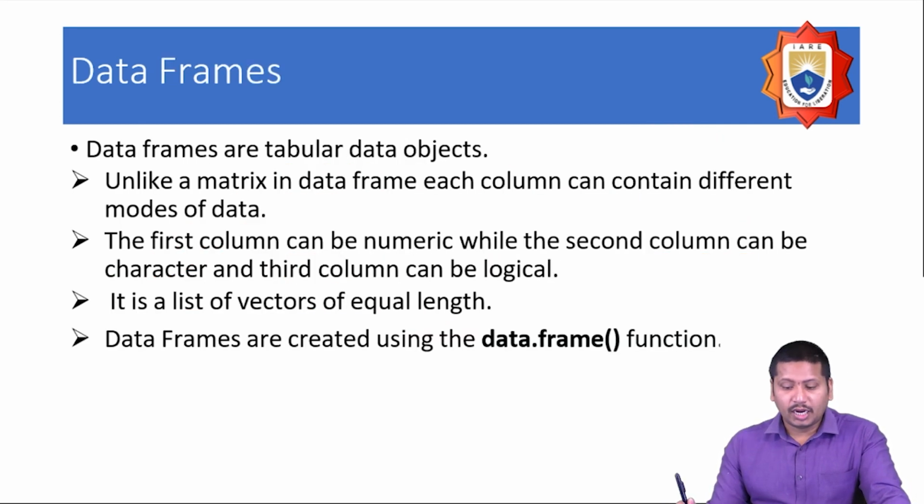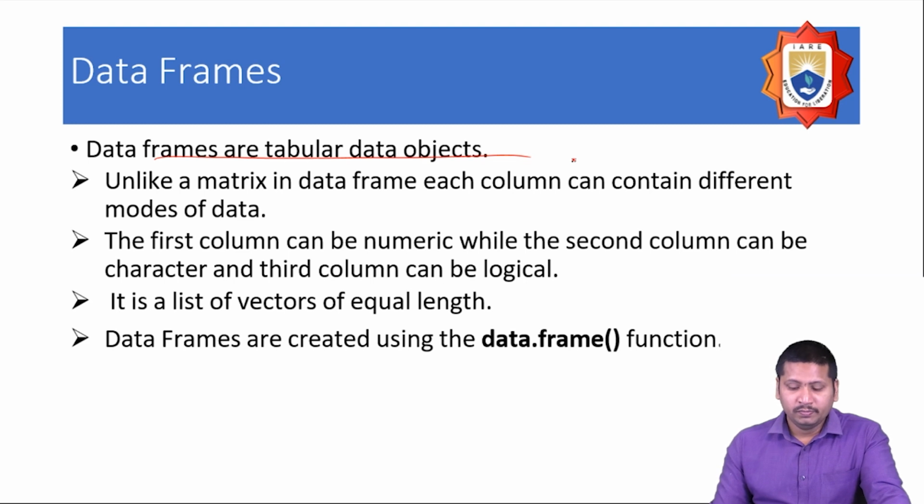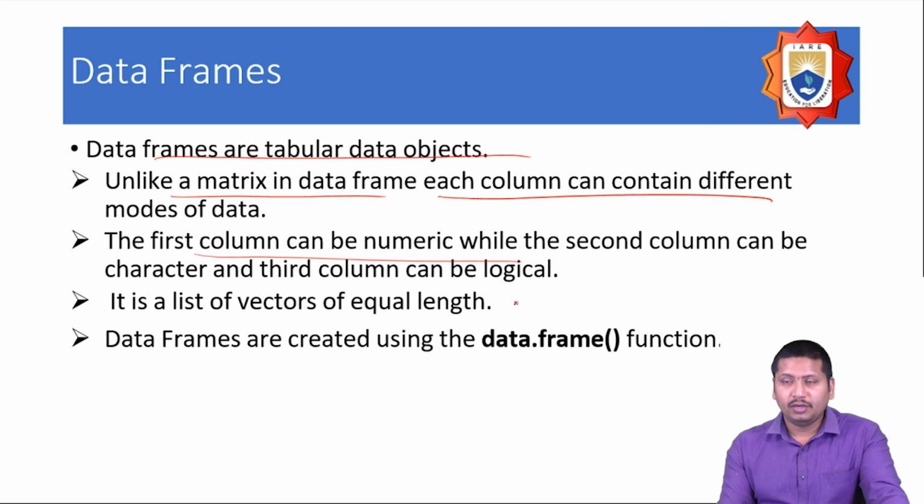And data frames, so it is another kind of data type that can be used. Data frames are tabular data objects. Unlike a matrix, in a data frame each column can contain different modes of data. The first column can be numeric, while the second column can be a character, and the third column may be logical. It is a list of vectors of equal length, and data frames are created using the data.frame function.